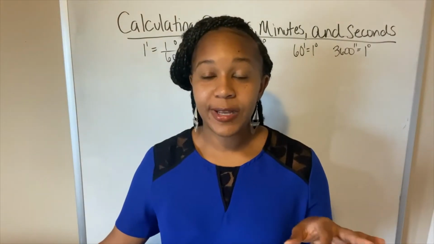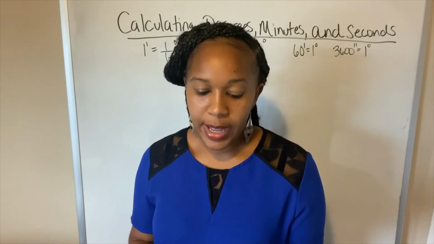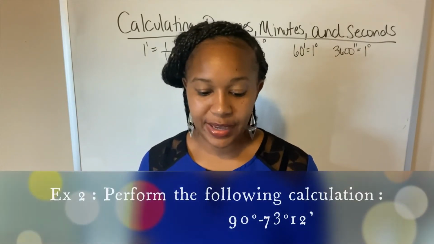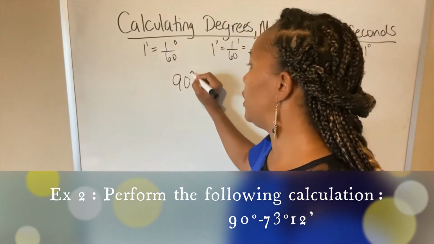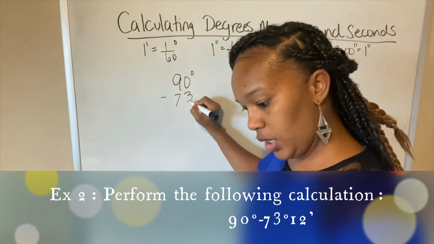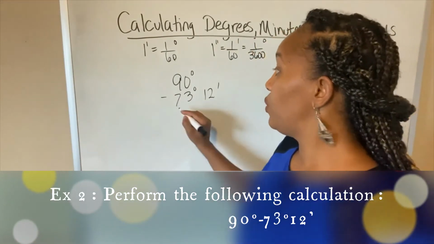Now let's look at another example similar to that first one, but this time with subtraction. So this time we want to do 90 degrees minus 73 degrees 12 minutes. So I'm going to line them up: 90 degrees minus 73 degrees 12 minutes. Now, I want to subtract these this time.